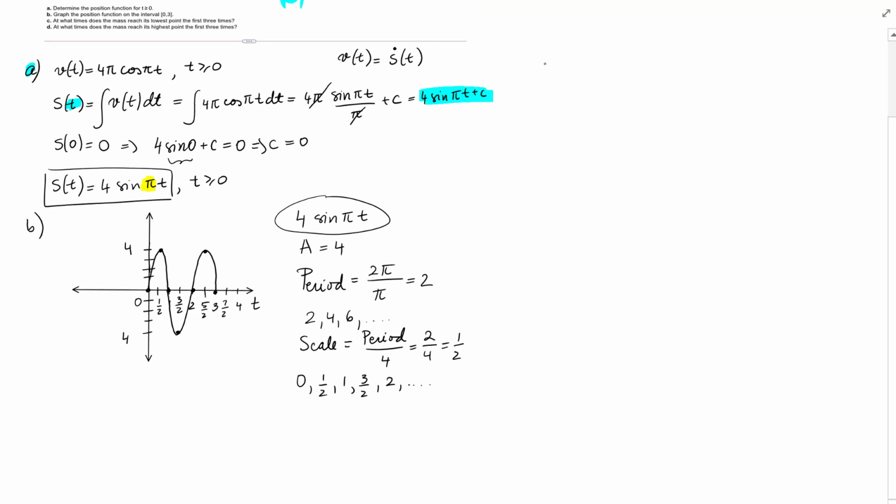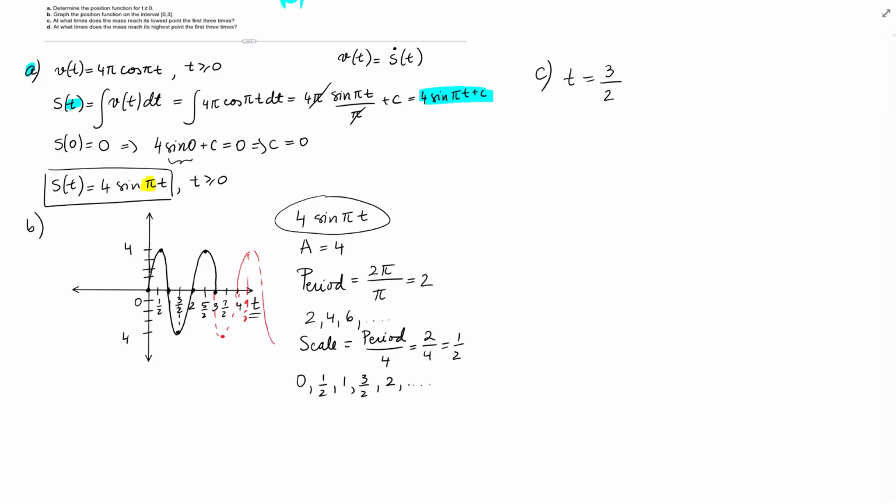Now, in part C, it says at what times, right, this is the time, does the mass reach its lowest point the first 3 times. So the first time its lowest point is attained is at t equals 3 over 2. That's the first time. Now, this graph is just up to 3. So if I were to expand it, we would go like this, right? And then at 9 over 2, we'll go all the way here, right?